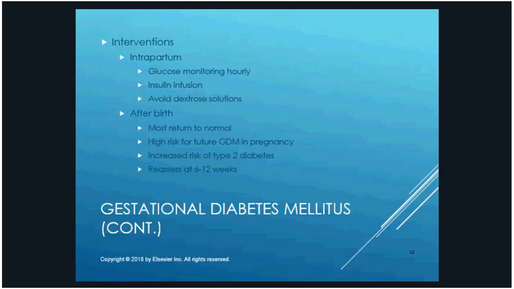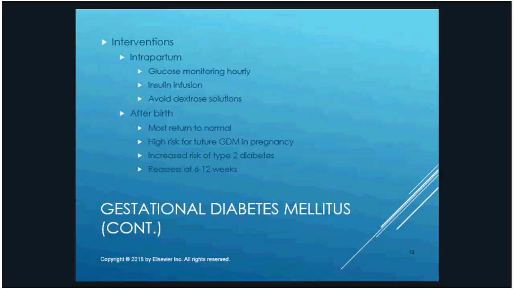Interventions for intrapartum would be glucose monitoring hourly, a possible insulin infusion, and avoiding any dextrose solution. So a patient that has GDM or regular diabetes should not have D5, which is the dextrose solution. Be careful of what they're running in the IV line. Sometimes that's missed and they're given IV solutions, and that just causes their sugars to be erratic.